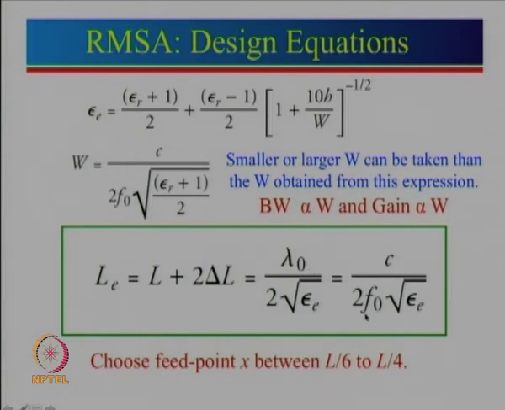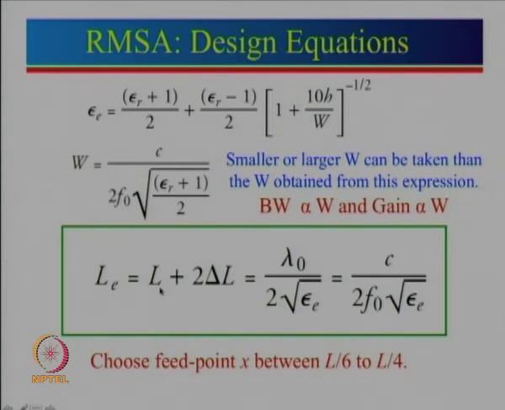So now let us say we want to do the design. For design, we need to use this equation. So let us say frequency is given to us. For a given frequency, we can choose W first. F0 is known, epsilon r is known, because we have chosen a substrate, so we can calculate W. For this given value of W, substitute over here, find out the value of epsilon e. Then this value of epsilon e we can put over here and find out the effective length, and then from that we can calculate the physical length.